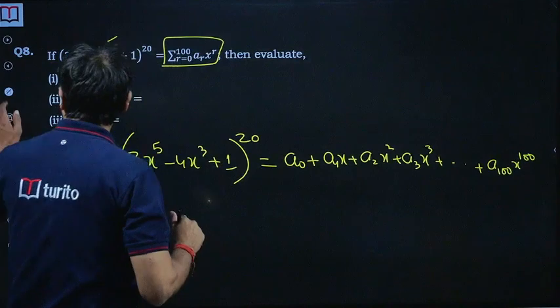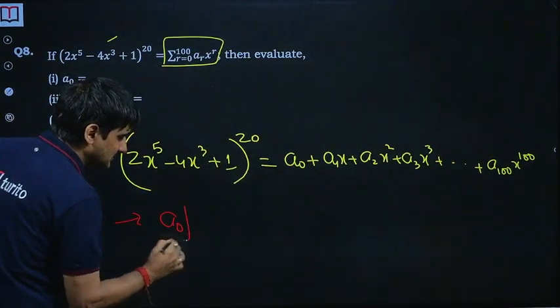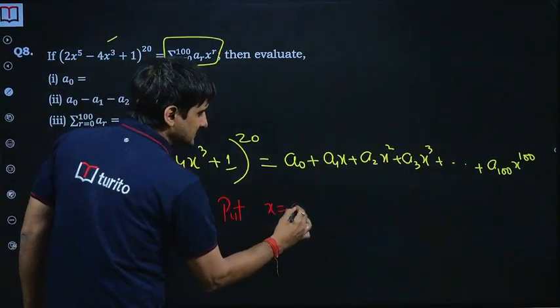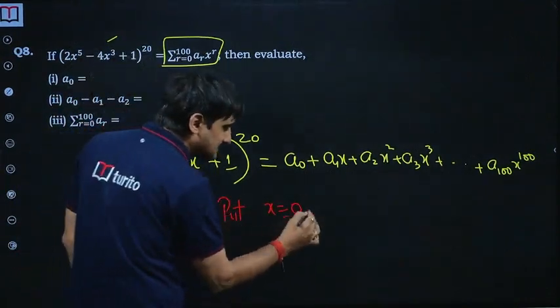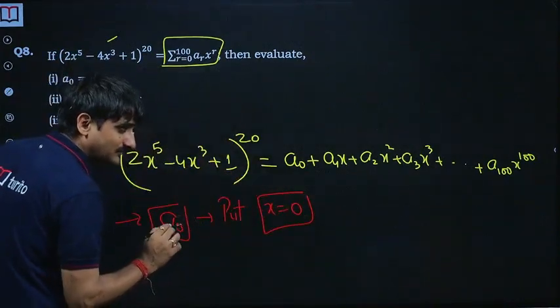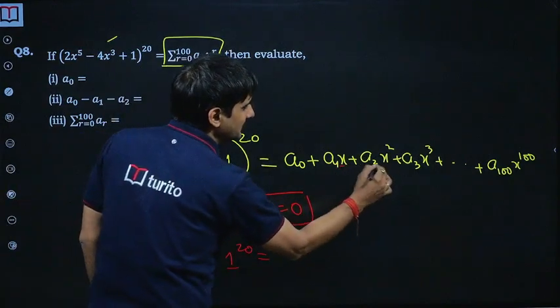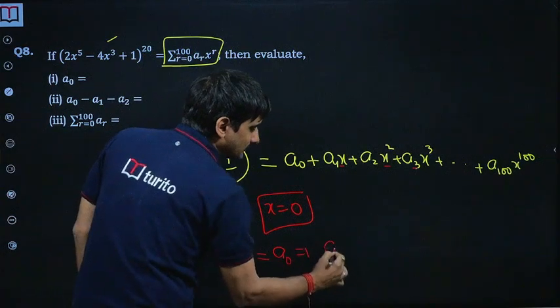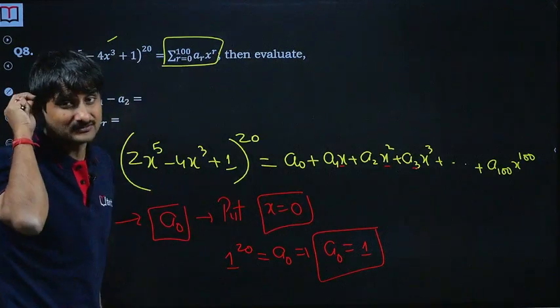Now see, the value of the constant in the expansion is a0. What you have to do, that I discussed quickly in a short video also, okay. So now put x is equal to 0. You put x is equal to 0 in LHS, you get 1 raised to the power 20, and of course when you put x is equal to 0, all the terms are gone and you are left with only a0. So the constant term of the expansion can be obtained just by putting x is equal to 0.